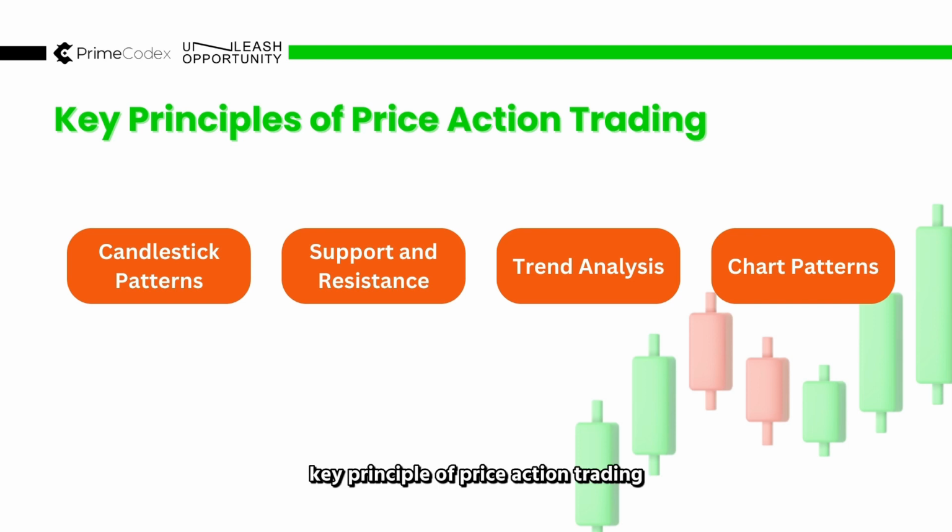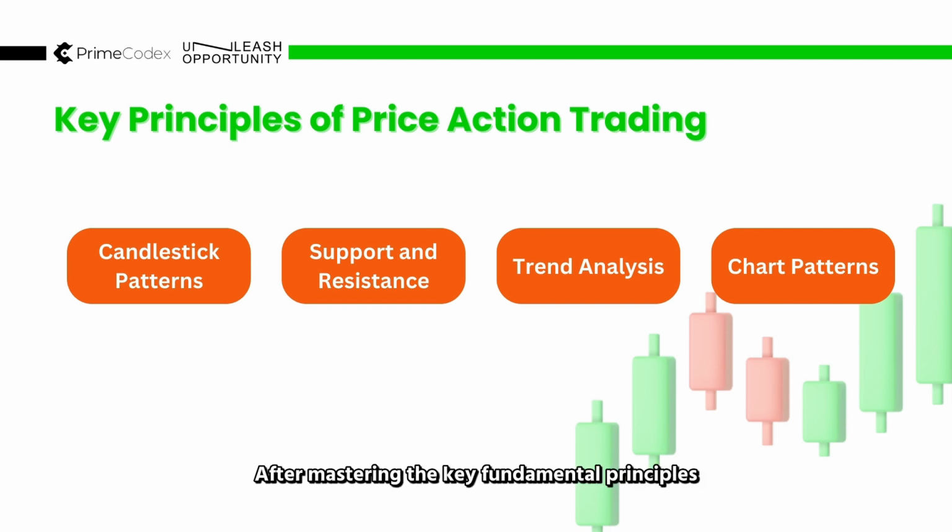Key principles of price action trading. First is candlestick patterns. This visual representation of price movements offers insights into market sentiment and potential reversals. The next is support and resistance. Identifying areas where price has historically stalled or changed direction provides crucial decision-making points. Third is trend analysis. Recognizing the direction of the prevailing trend guides traders on potential entry and exit points. Fourth is chart patterns. Formations of triangles, head and shoulders, and flags reveal imminent price movements.